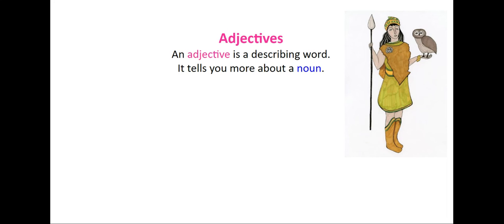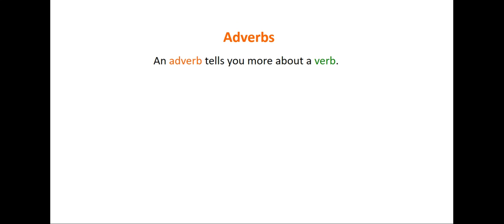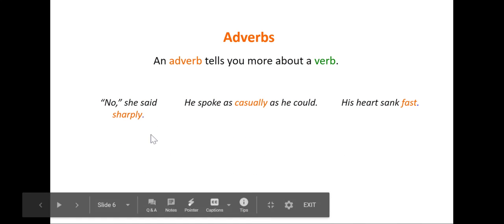We also have adjectives. An adjective is a describing word. It tells you more about the noun. So up here on the board we have the examples in pink, and in green we have our nouns that they're describing. So they're always linked to a noun. Another category of words we have are adverbs. Adverbs we know tell you more about the verb, so they describe the verb. So on the board we have some examples.